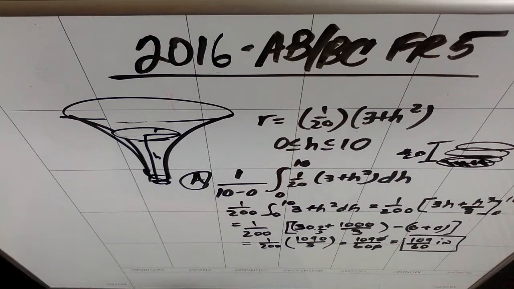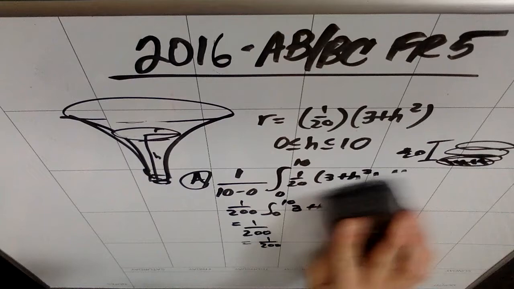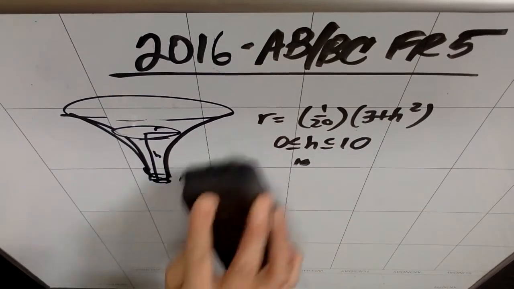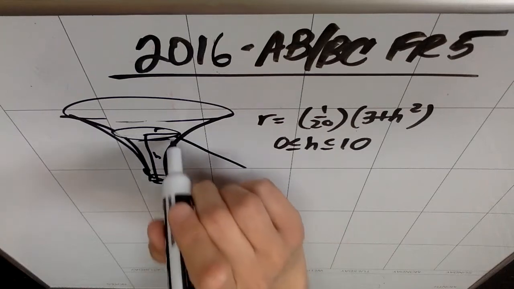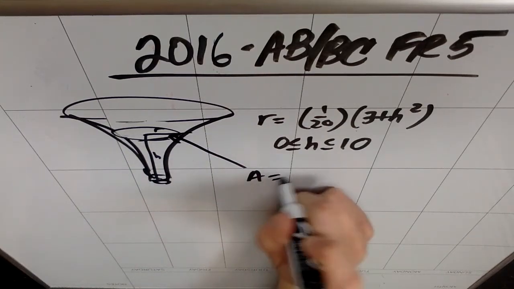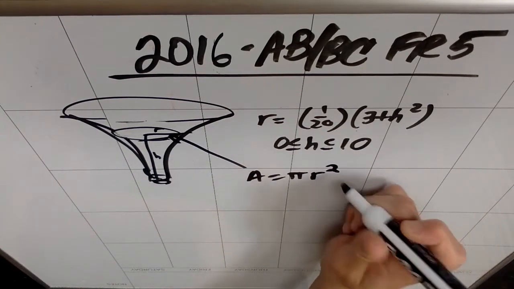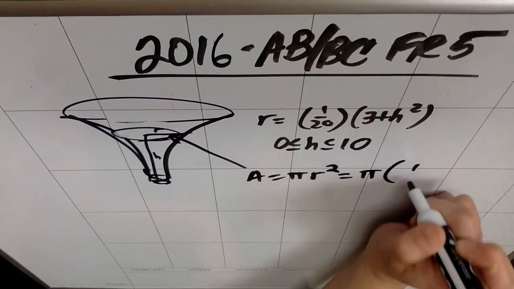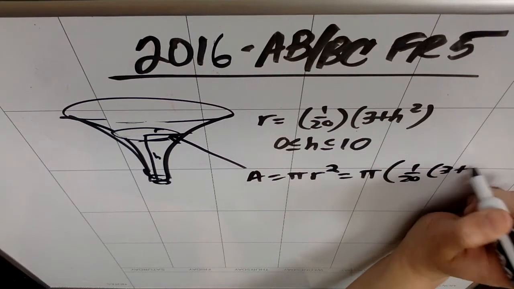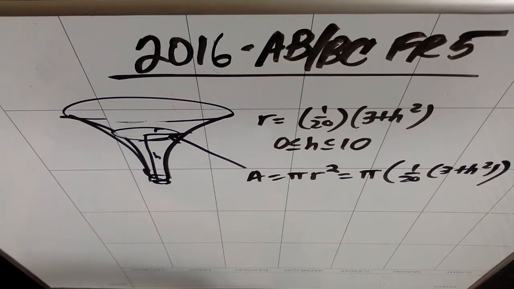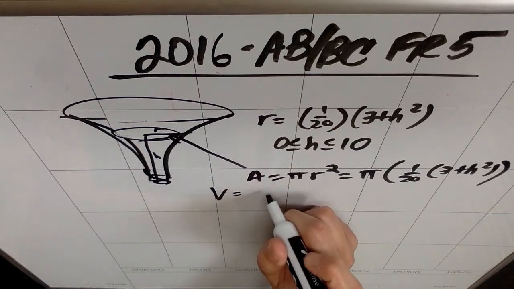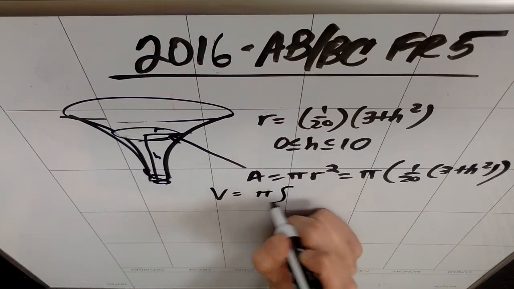And that's the idea. So when I want to find the volume of this thing, I'm going to find the area of one of the little circular cross sections. So the area of one of these cross sections is pi r squared, which is pi times this crazy thing, whole quantity squared. And then my volume is going to be if I integrate that from 0 to 10. So my volume is going to be the integral from 0 to 10.